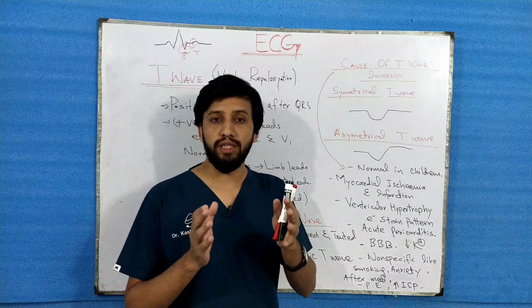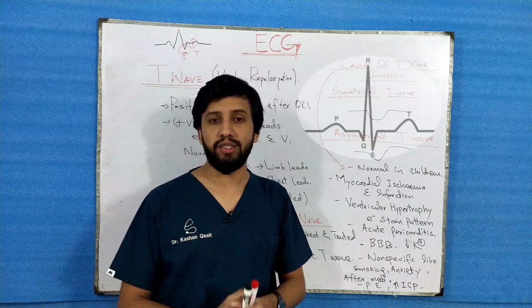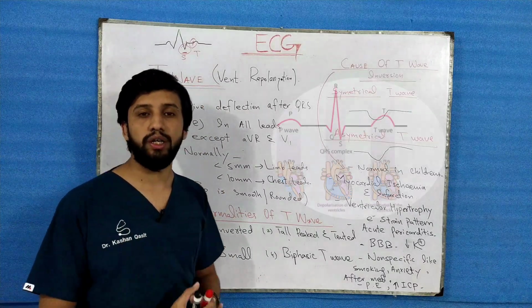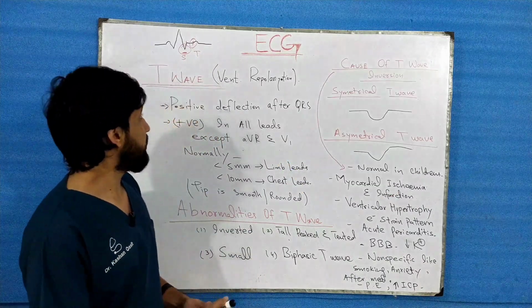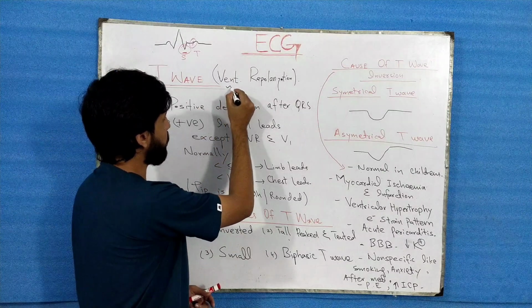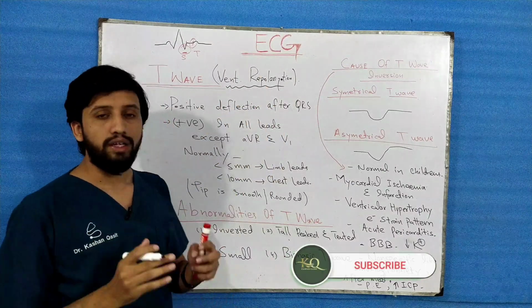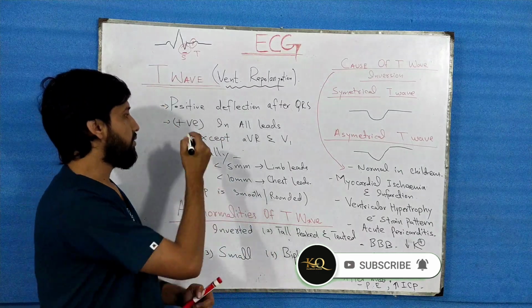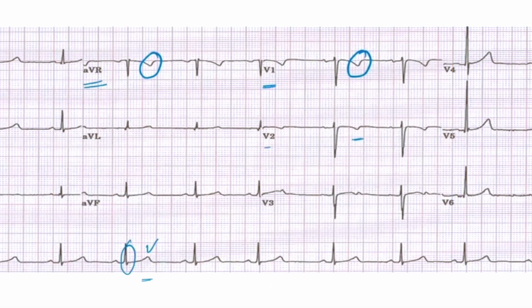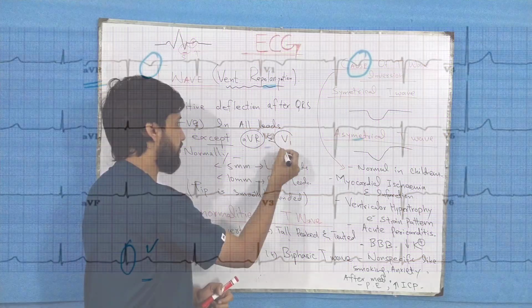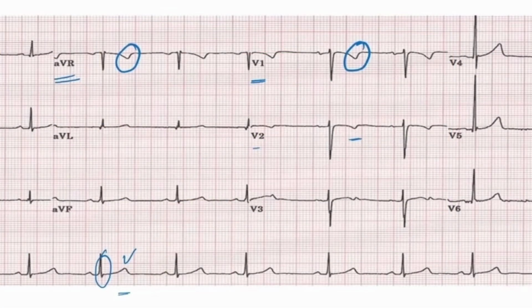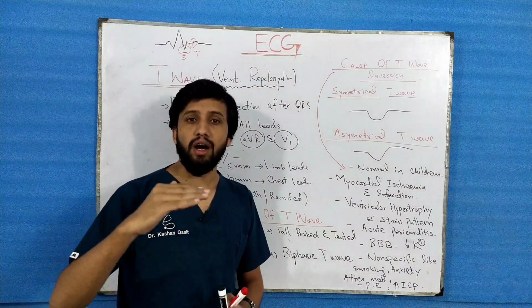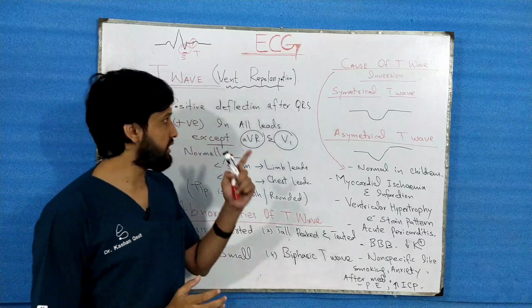This T wave of the ECG is the positive deflection after the ST segment, and it shows the ventricular repolarization. This T wave is normally positive in all the leads except some leads, which are lead 1, AVR and V1. Except for these conditions, you will see that the T wave is always above the isoelectric line of the ECG.